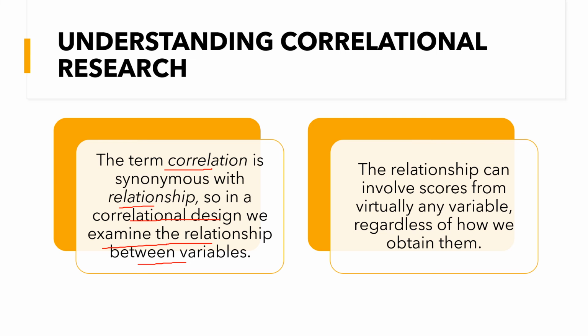Another thing is that the correlation coefficient is calculated between two variables. If we talk about correlational research, obviously we just examine the relationship between two variables. We are not talking about how we obtain these scores. So this is called correlational research as well. So this is the thing. Generally, we have talked about the correlation coefficient and correlational research.